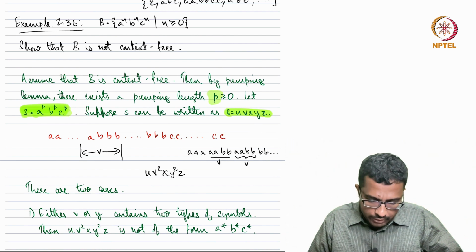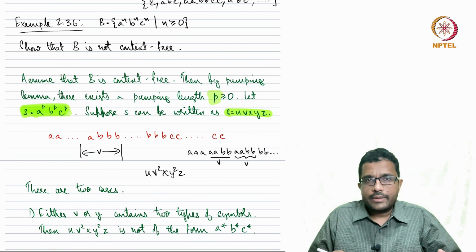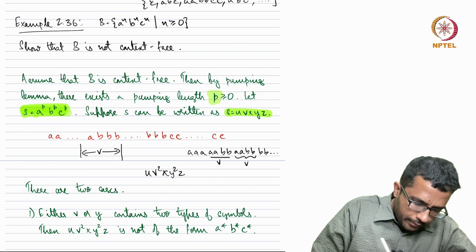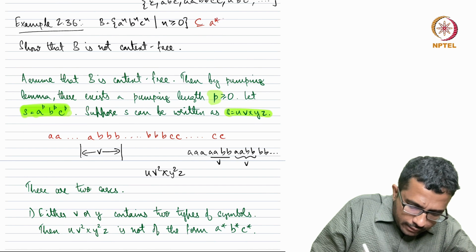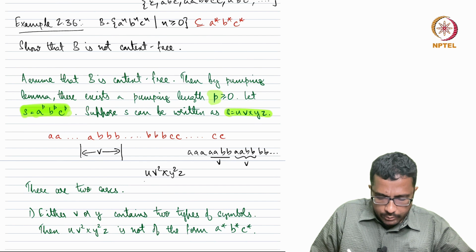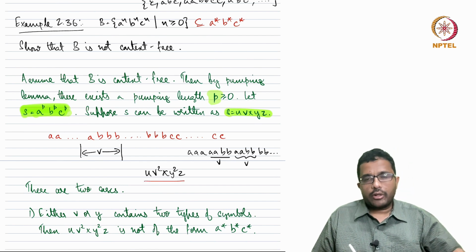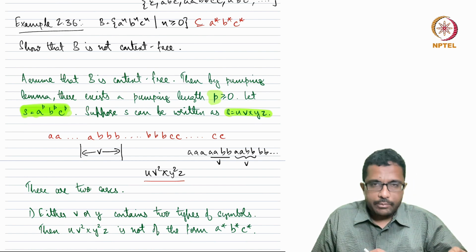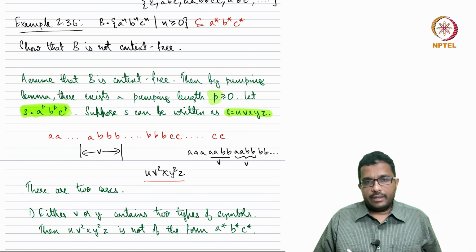So now you see that it is not of the form some a's followed by some b's followed by some c's. So notice that the language B is actually a subset of a star, b star, c star, and this u v square x y square z is not of that form. It is not of the form a star, b star, c star, because v is spanning both a's and b's. So this means that v cannot span both a's and b's.